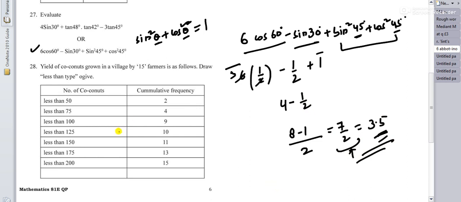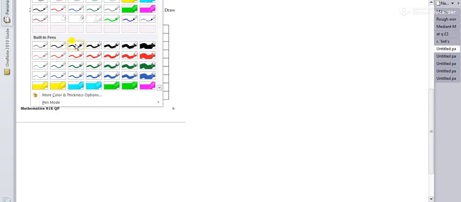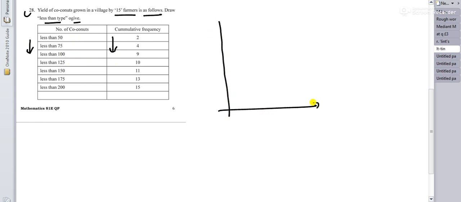Now moving to question number 28. So here is question number 28. Yield of coconuts grown in a village by 15 farmers is as follows. Draw less than type ogive. Okay, so they have given the number of coconuts here, the data is given, and cumulative frequency is also given. So directly you can plot the graph. How? I will tell you.